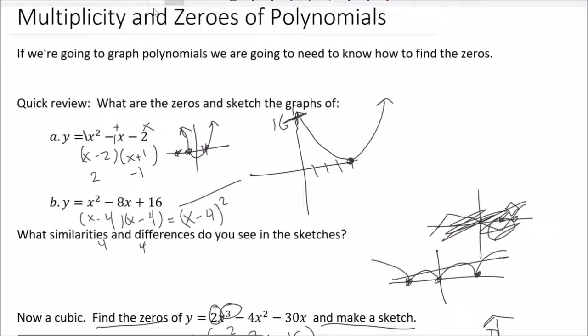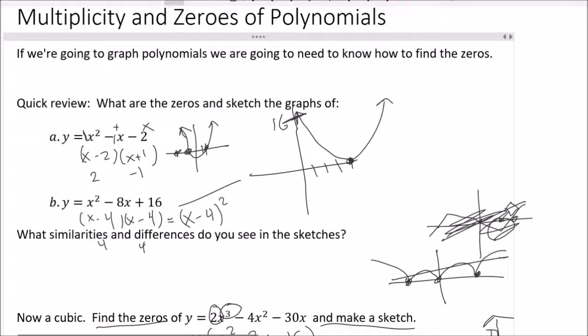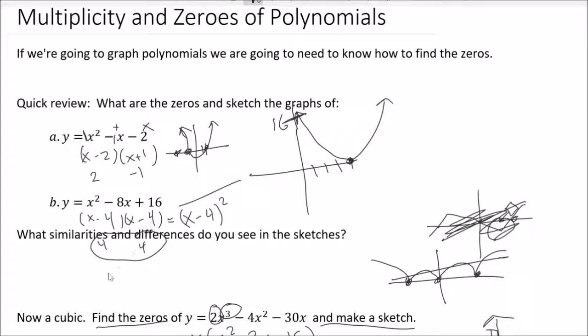So up here, remember I talked about this one bouncing off the axis and this one crossing through. To understand this, let's look back at the equations that generated the two pictures. In this first one, you had a 2 and a -1. Here, you had a 4 and a 4. When you have two of these, that's called a double root, because you have two zeros, but they're the same. When you have two of them, which we call a double root, it means the multiplicity is 2.